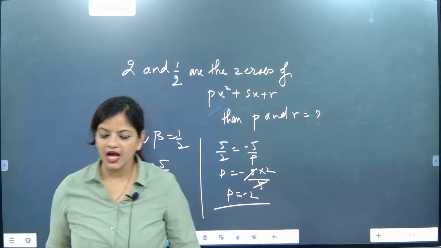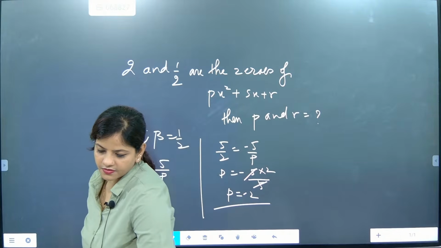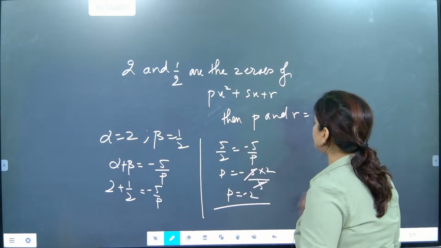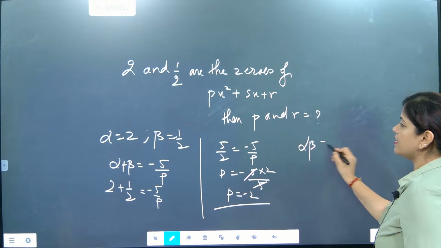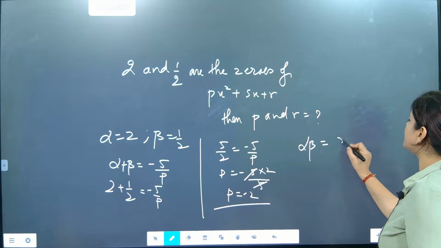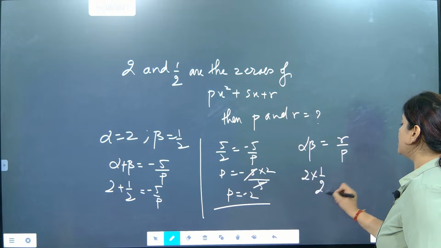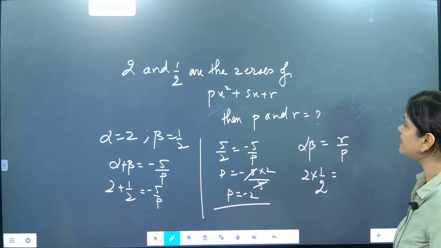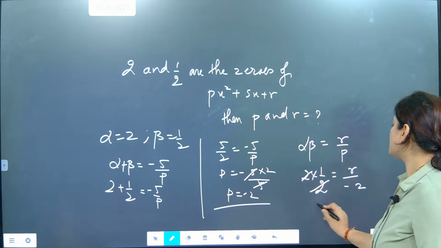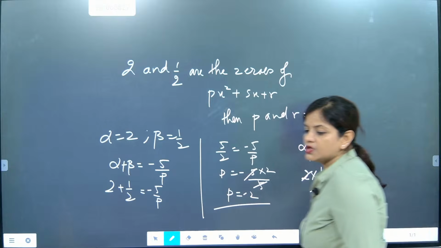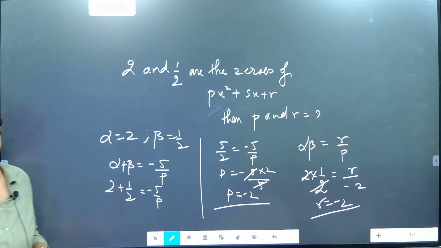So when they will be asking you about alpha into beta, when you are doing alpha into beta, then it will be coming as r by t. Done? So 2 into 1 by 2, r is what in the shortest way, what you are going to write, r will be minus 2. So r is also coming as minus 2. So in very short, you need to answer the question.